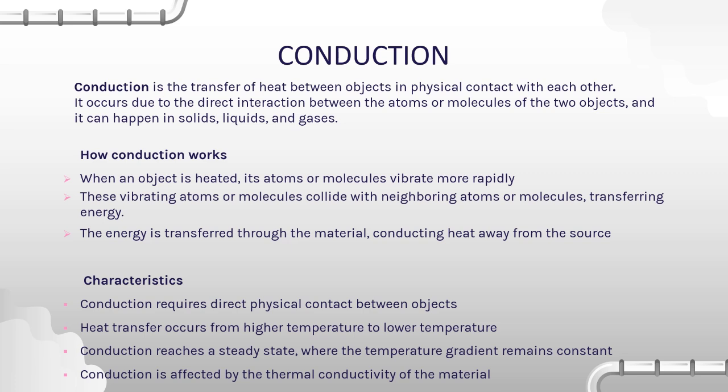Characteristics of conduction. Conduction requires direct physical contact between objects. Heat transfer occurs from a higher temperature to a lower temperature. Conduction reaches a steady state where the temperature gradient remains constant, and conduction is affected by the thermal conductivity of the material.